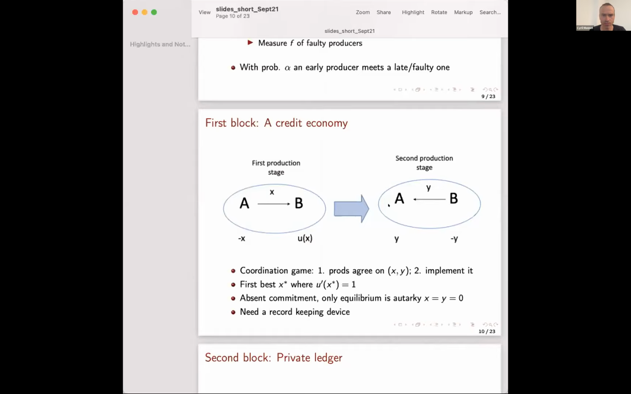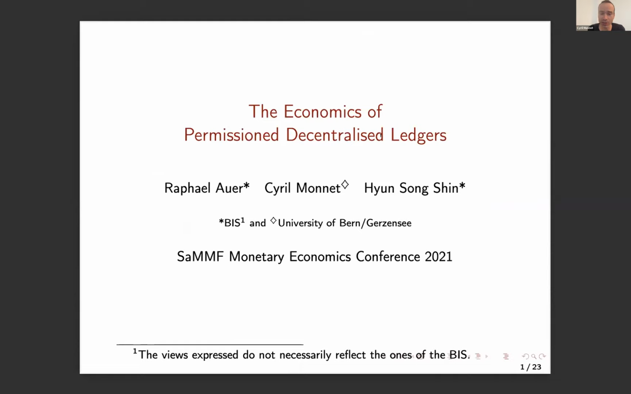Thanks a lot for inviting me to present this paper. It's always hard to present after Randy, although I'm also presenting before Ricardo, so I don't know which one is harder. Anyway, this is the economics of permissioned decentralized ledgers, joint work with Raphael Auer and Yun Sung Shin. The usual disclaimer applies.